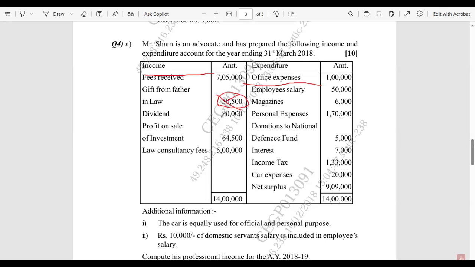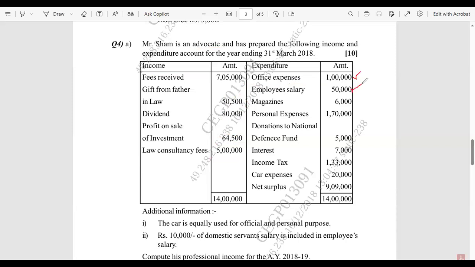Dividend, if I receive it, is not my legal practice, so it is again not allowed. So income from profit of sale of investment. My profession is advocate, so this is not again allowed. Law consultancy fees 5 lakh. Now because I'm an advocate, this is allowed, so it will be considered. Now coming to the expenses, office expenses, it is allowed.